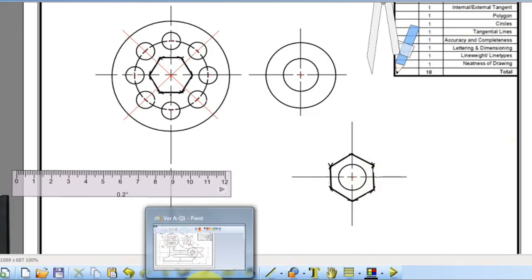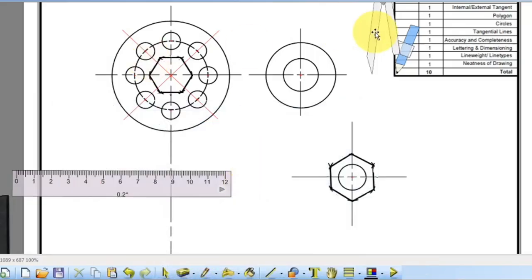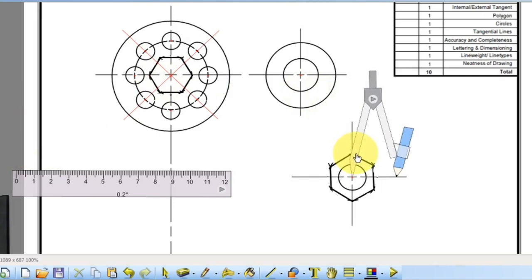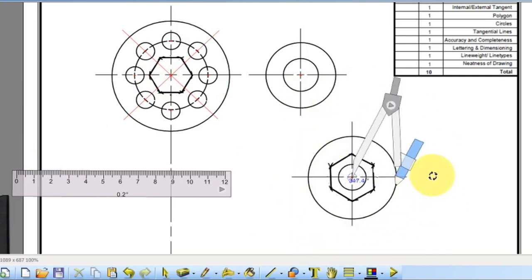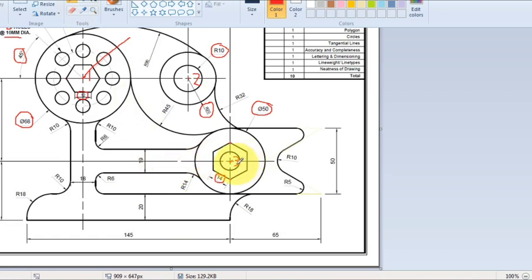So next one is this circle, which is diameter 50. Diameter 50 is the same as radius 25. So we're going to open our compass to radius 25, and then we are going to draw this circle. Now we have already finished.